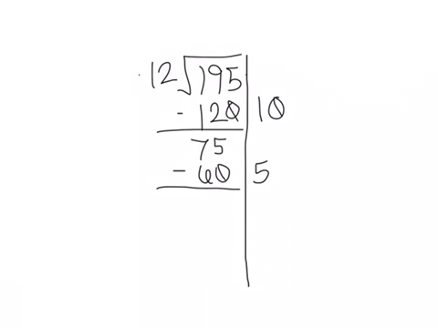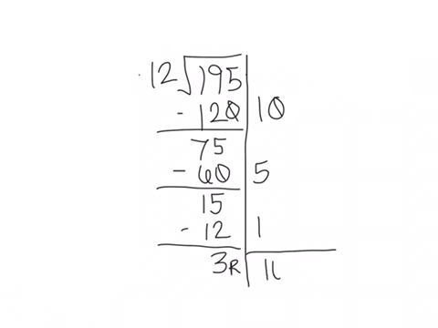So 75 minus 60 is 15. So our remainder is still bigger than 12 in this case. So we would do 12 times 1 is 12, and then subtract that one more time. So our remainder is less than 12, which is what we need. And then on this side, we add up our partial quotients to get our quotient. So that's 10, 15, 16 with a remainder of 3.